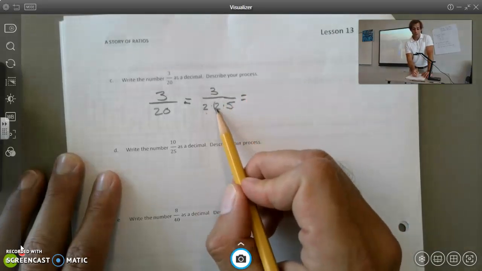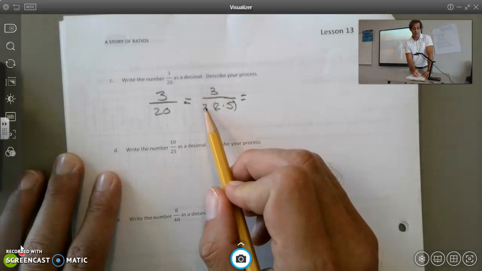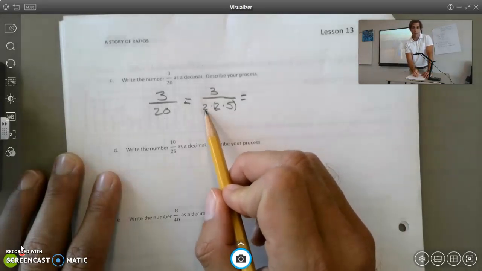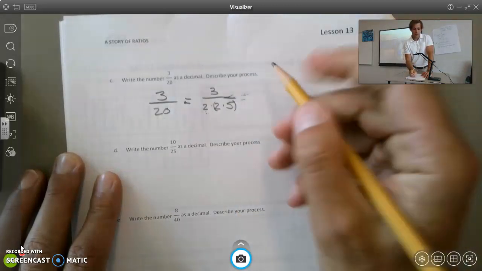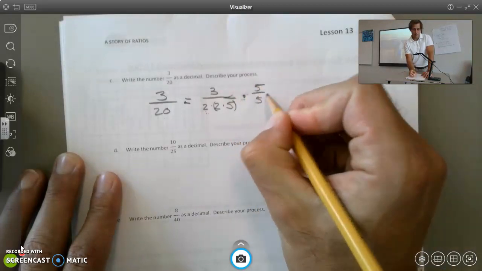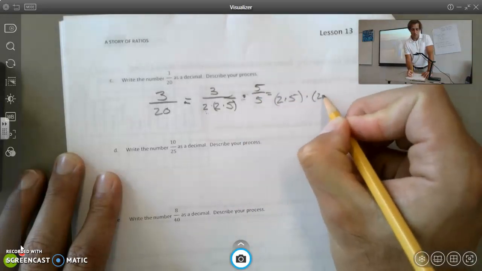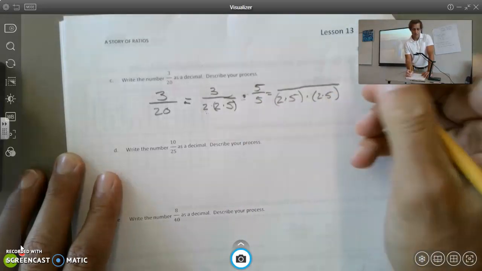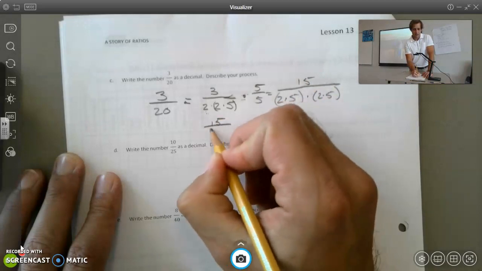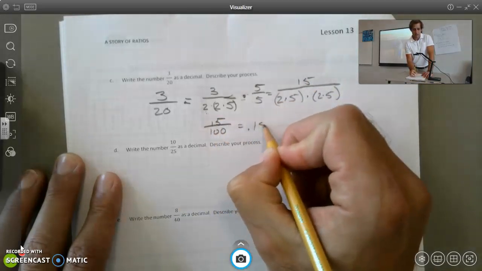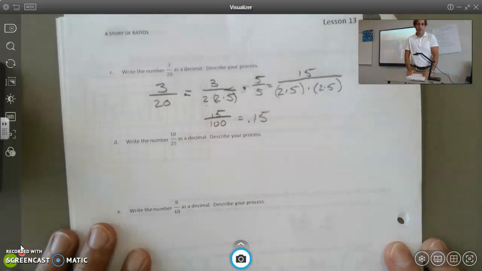Every 2 times 5 represents a power of 10. So right here in the denominator, all I lack is a 5, and I would have a second factor of 10 in the denominator. So I'm going to multiply this fraction by 5 over 5 so that I can create 2 times 5 times 2 times 5 in the denominator. And in the numerator I'd have 15, and this is 15 hundredths. So I can convert to a decimal by creating powers of 10 in the denominator.